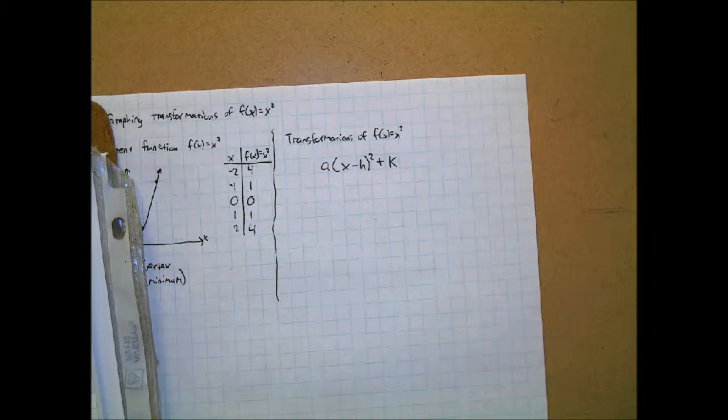Okay, k is the y. What do you mean by that? What does it do transformation-wise? Okay, it does have something to do with the y-axis. How does it shift things? Up and down. Exactly right. It shifts things up and down.